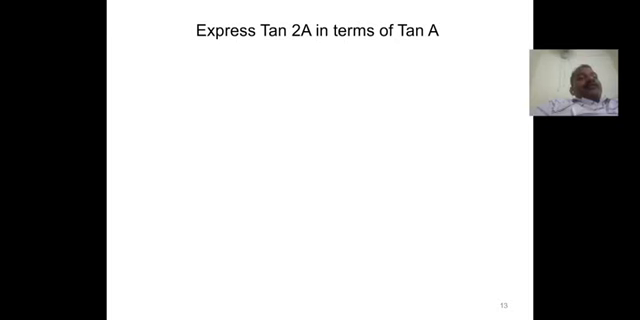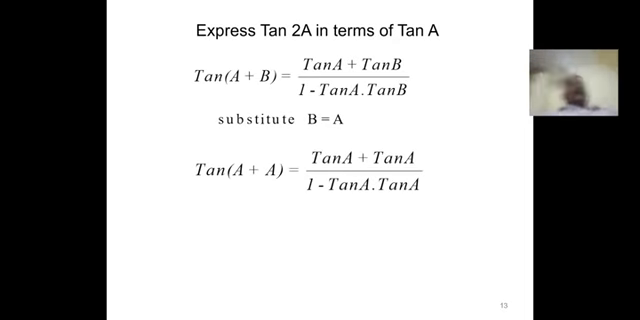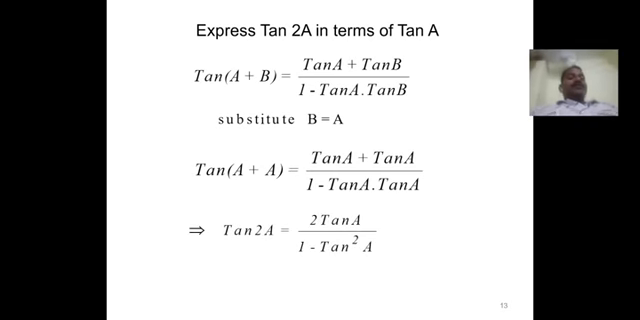Now tan 2a in terms of tan a. The tan of a plus b formula is tan a plus tan b by 1 minus tan a tan b. So if you substitute b equal to a, then you can get tan of a plus a, that is tan 2a equal to tan a plus tan a by 1 minus tan a into tan a, that is 2 tan a by 1 minus tan square a.